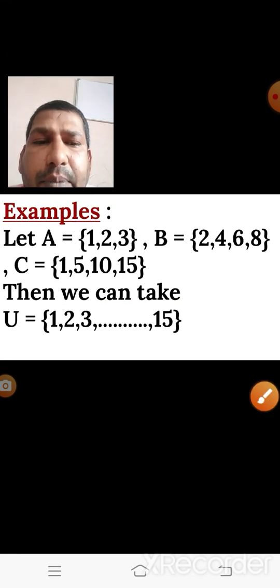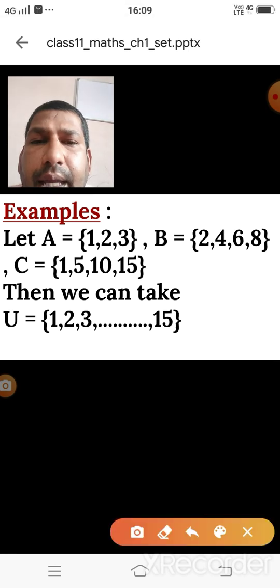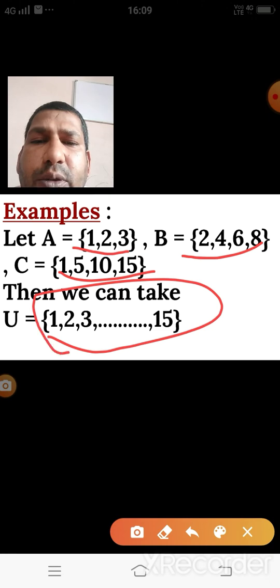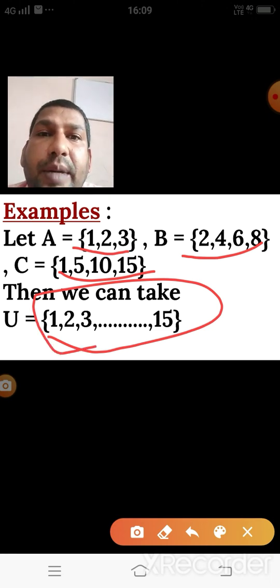Let us take an example. Here I am taking a set A, set B, and set C. Then what we observe is that the least value we get is 1 and the maximum value we get is 15. Then we are able to take the universal set as 1, 2, 3 and so on up to 15. Or you may take the set of natural numbers as the universal set for this one. Means the universal set we are making on the basis of the given values.